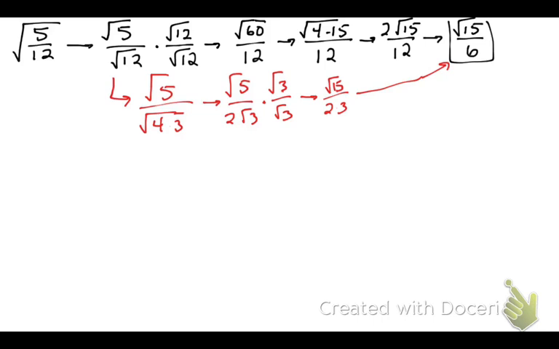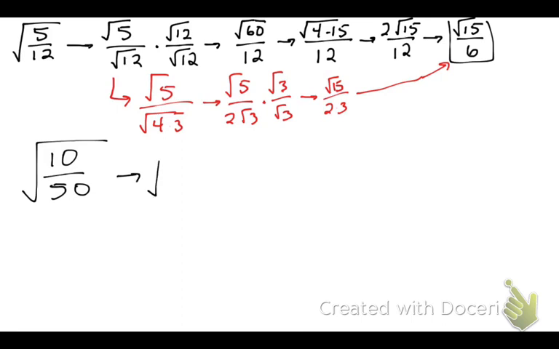Let's try one more like that. The square root of 10 over 50. Now this one's a little bit different just for one reason. You could simplify that fraction to begin with. You don't have to, but you could.